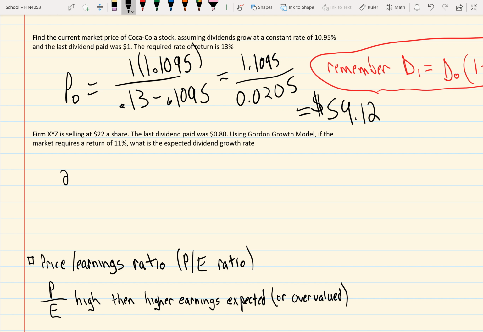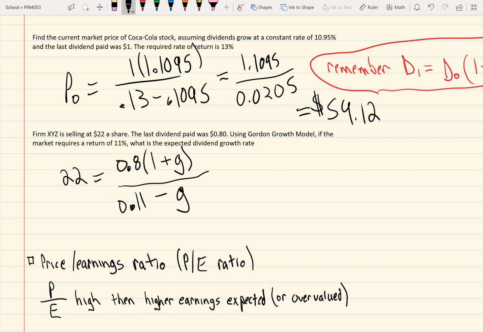So the current price is 22. We can plug that in. And then the last dividend paid was 80 cents. But we need to find D1 again, as I mentioned earlier. But we don't know the growth rate. And then also the required rate of return is 11. And again, we don't know the growth rate. So that's what makes this one a little more difficult. But obviously just a little bit of algebra.